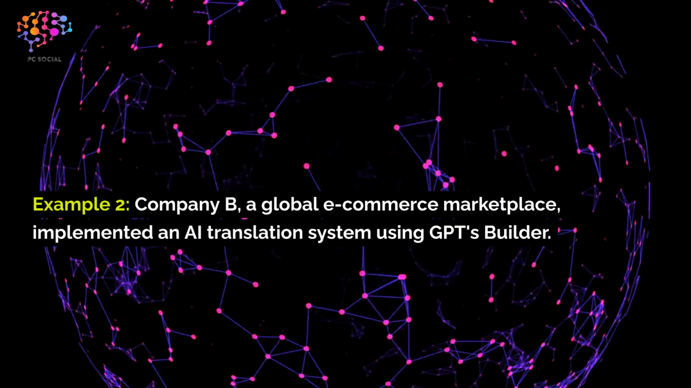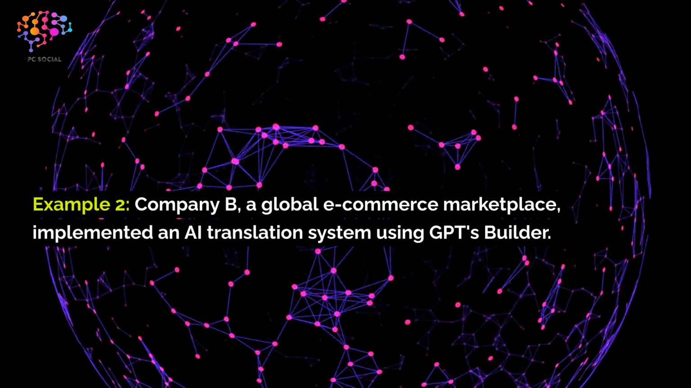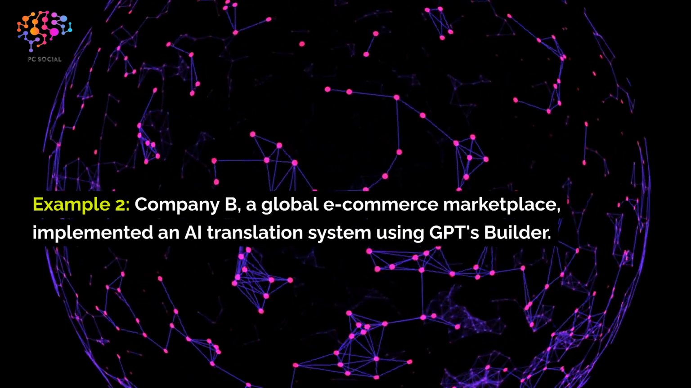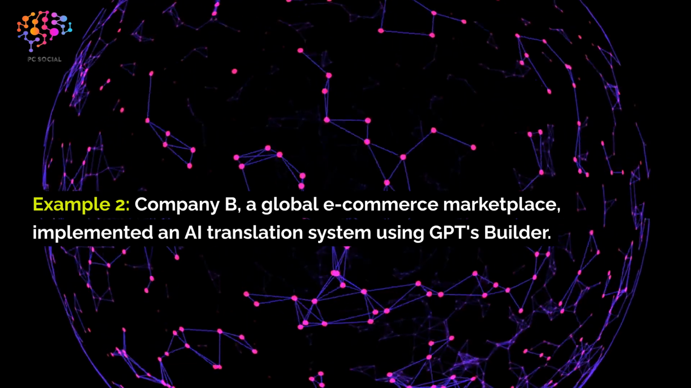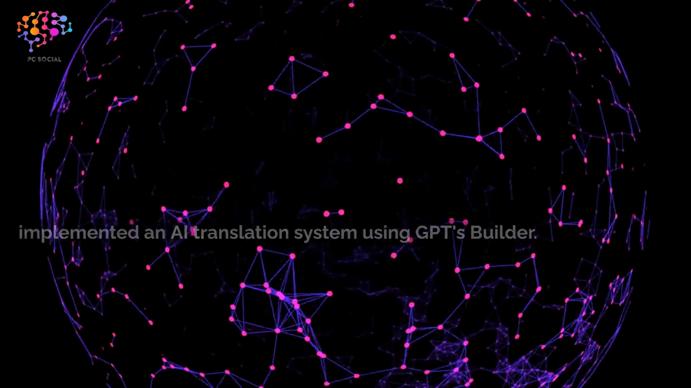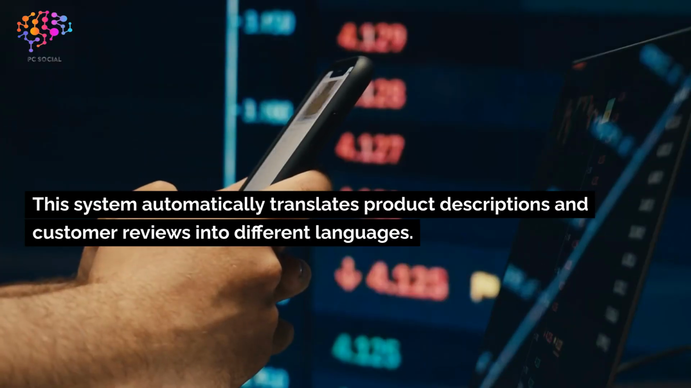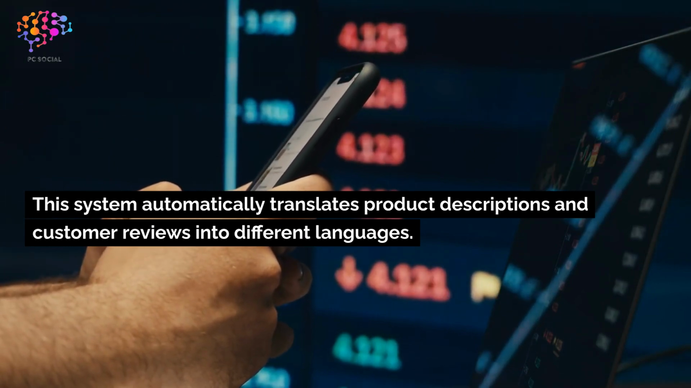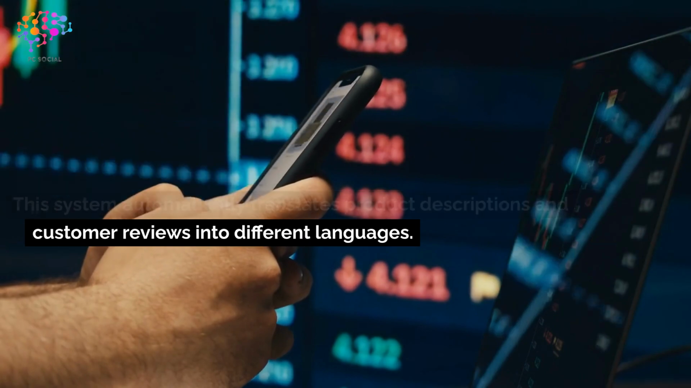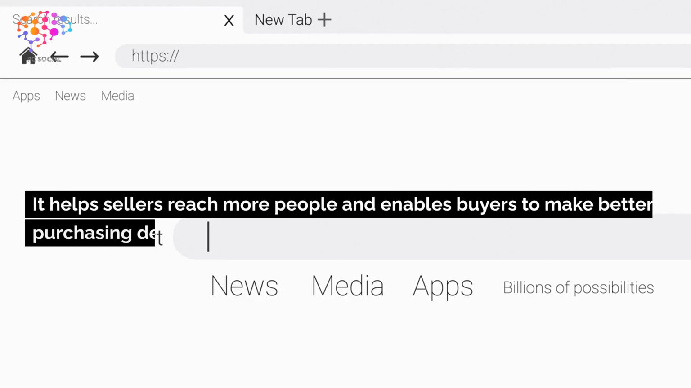Example 2. Company B, a global e-commerce marketplace, implemented an AI translation system using GPT's Builder. This system automatically translates product descriptions and customer reviews into different languages. It helps sellers reach more people and enables buyers to make better purchasing decisions.